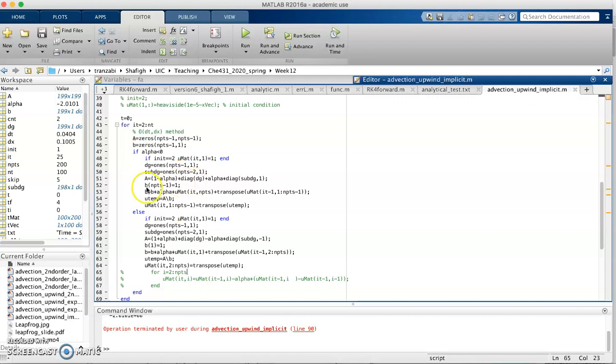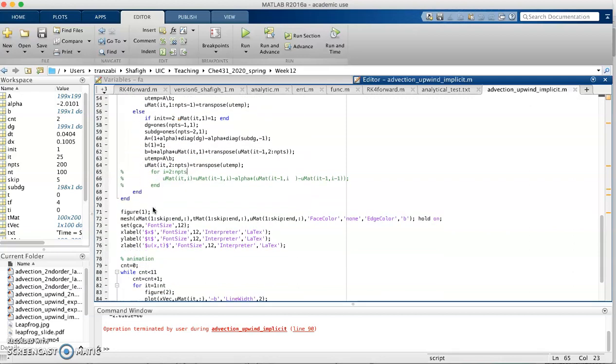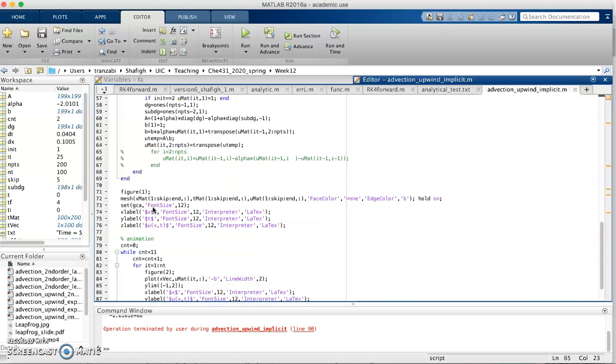Alright, so we assemble B same as before. This part doesn't change. So basically you get the exact same thing that you assembled here. You solve U using backslash operator, you transpose it and put it back into the U matrix. So by this time we have our U for every time point and X index. So now all we need to do is just plot it. There are two ways to plot it, either through 3D version or through an animation.